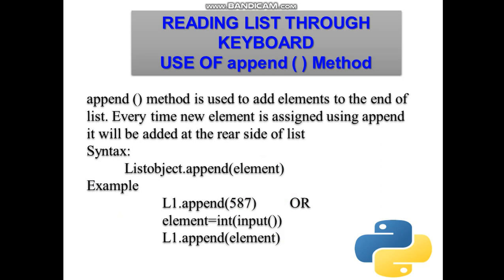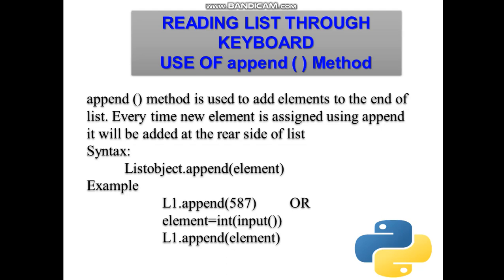Next is, we have seen that we can create the list using list method. We have created an empty list, or we can create an empty list just by giving the square brackets. So how to insert the elements from the keyboard, how to insert the elements by user? Here we use append method. Append method is used to add elements to the end of the list. Every time a new element is assigned using append, it will be added at the rear side of the list.